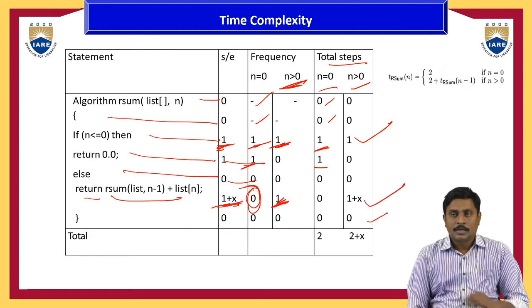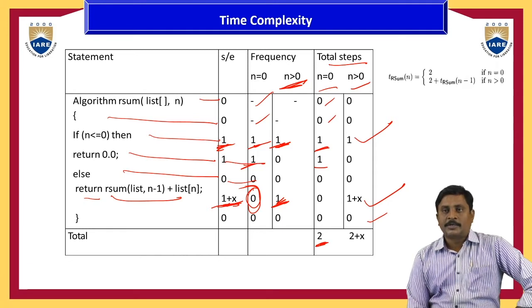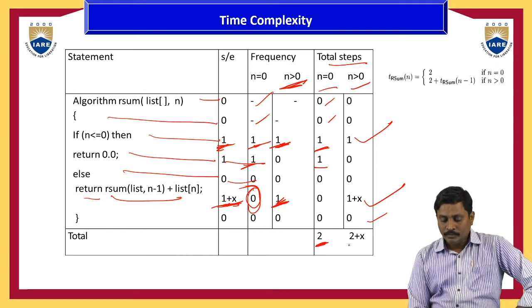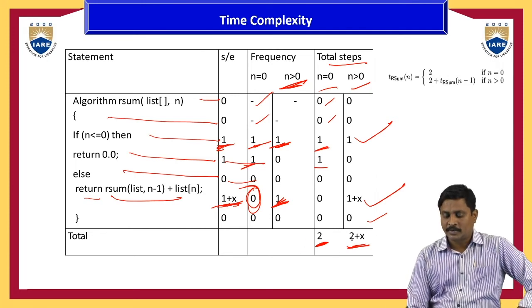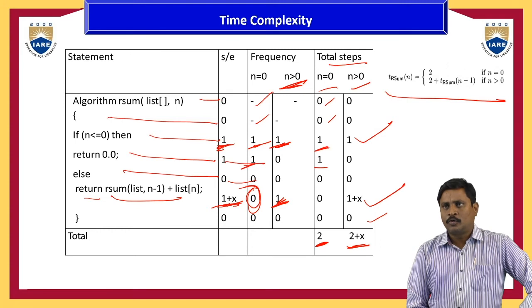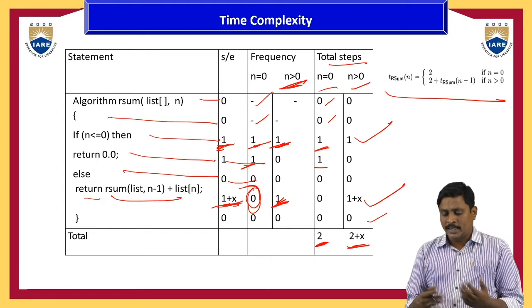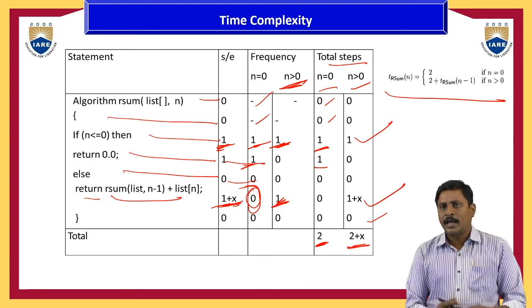So here we observe that if n equal to 0, it repeats 2 times. If n is greater than 0, it repeats 2 plus x times: 2 plus tr sum of n minus 1. So right now the time complexity is tr sum of n equal to 2 if n is greater than or equal to 0, and 2 plus tr sum of n minus 1 if n is greater than 0. Now we recursively calculate this value by substituting the values to find the time complexity.